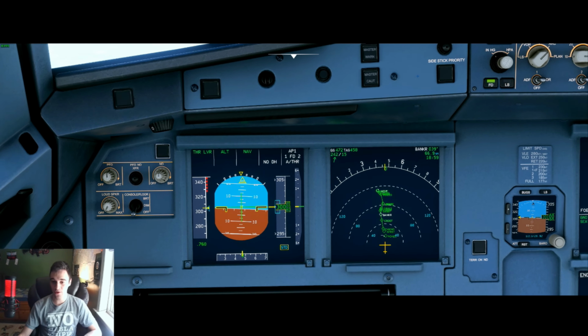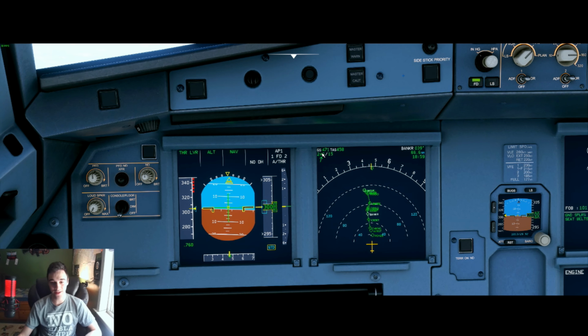So if we look over here on our ND, we currently have a tailwind of 15 knots. So this is going to add 1.5 nautical miles to our descent. So now we're left with 101.5.